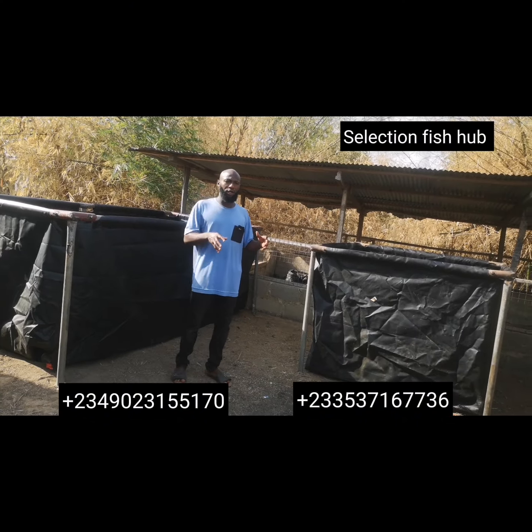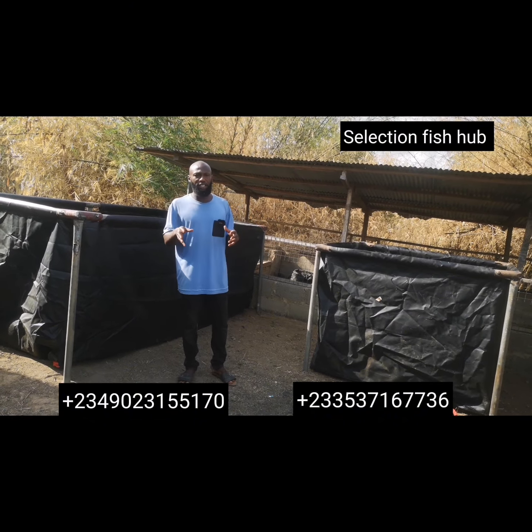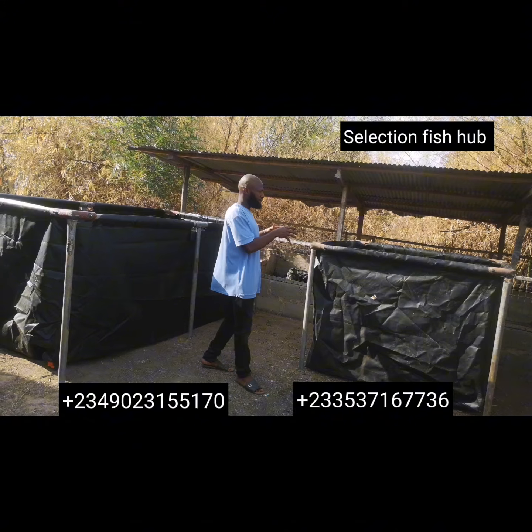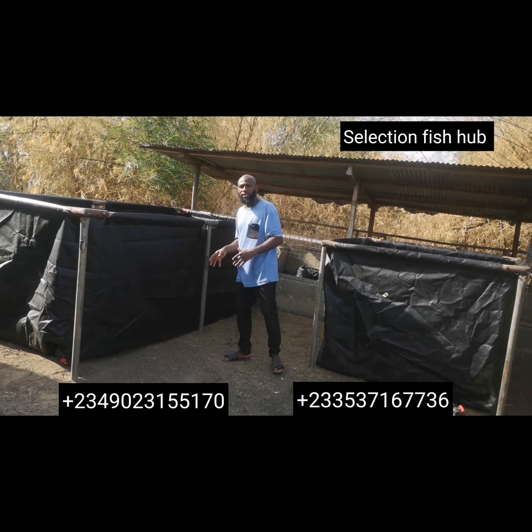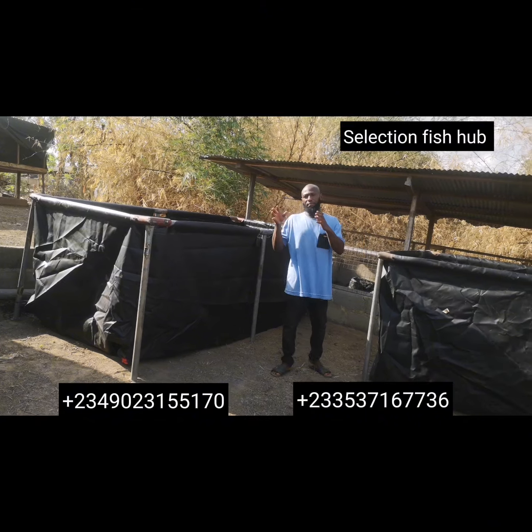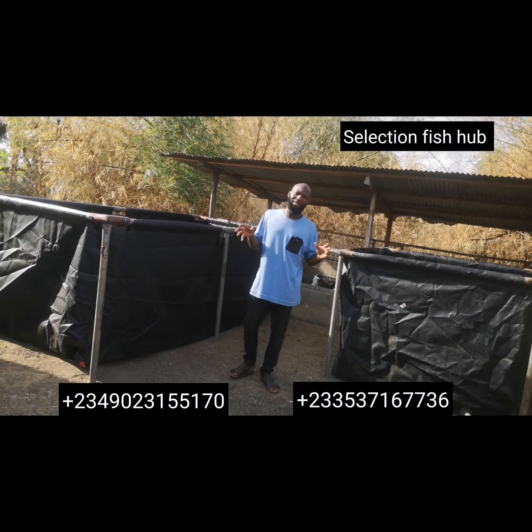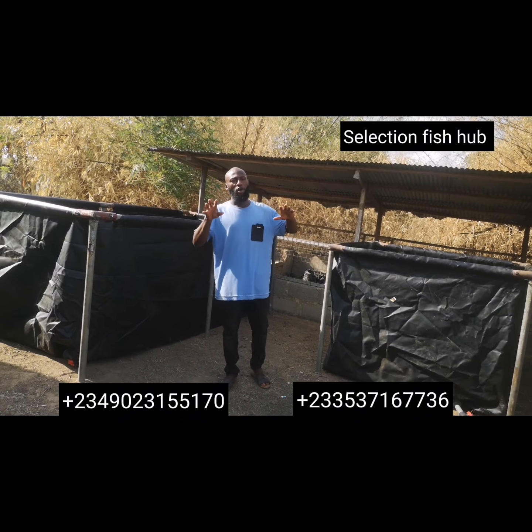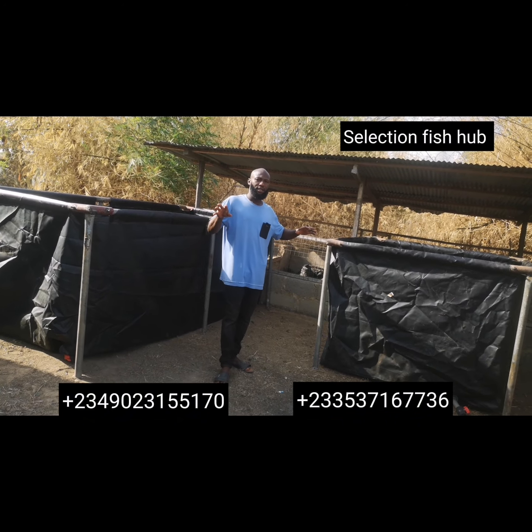I'm going to show you how you are going to calculate the stocking density of a 5 by 5 feet pond, 5 by 10 feet pond, 10 by 10 feet pond, and 10 by 15 feet pond. With that particular yardstick, you can calculate every other stocking density.